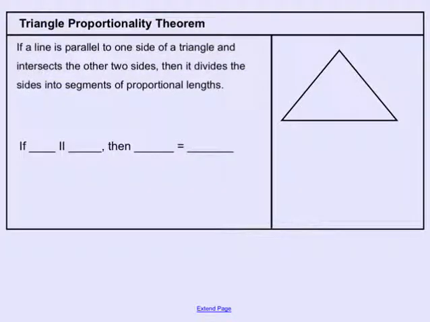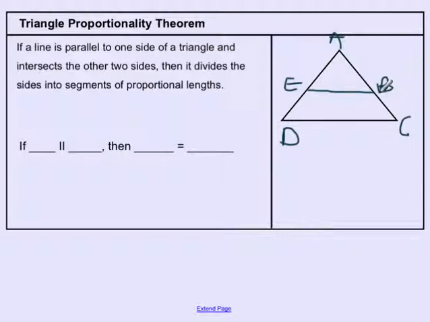So for this first part, if a line is parallel to one side of a triangle and intersects the other two sides, then it divides those sides into segments of proportional lengths. So let's draw out what that means. I'm going to label the triangle A, C, and D, and I'm going to have a line cutting through it, and that line is going to be EB. So let's write out mathematically what all this means.